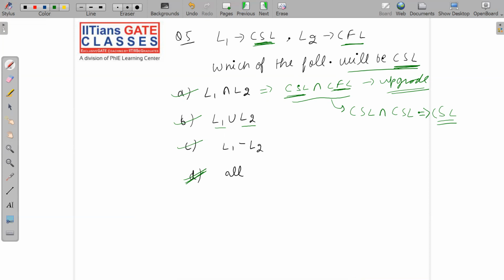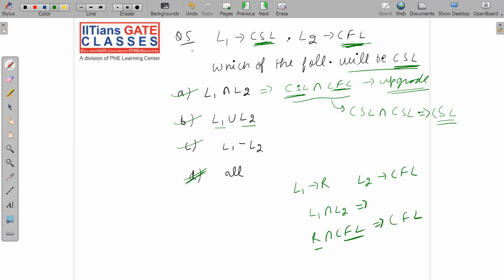So if you have languages of different types, then just apply the upgradation law. Upgradation means you upgrade the type. But please don't apply upgradation in union and intersection with regular. This is an exception. Like I say, L1 is regular, L2 is CFL, and I ask L1 intersection L2 will be what? Now you will say regular intersection CFL. In intersection with regular, all languages are closed. So obviously this will be CFL.